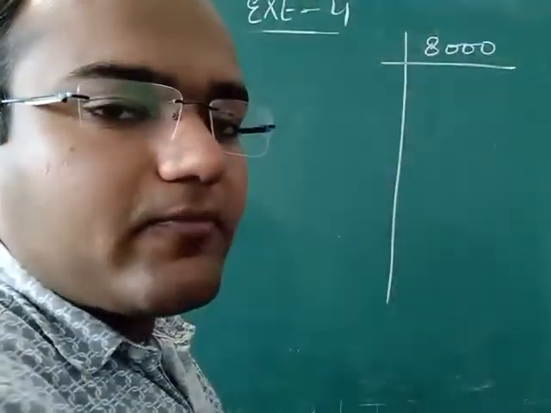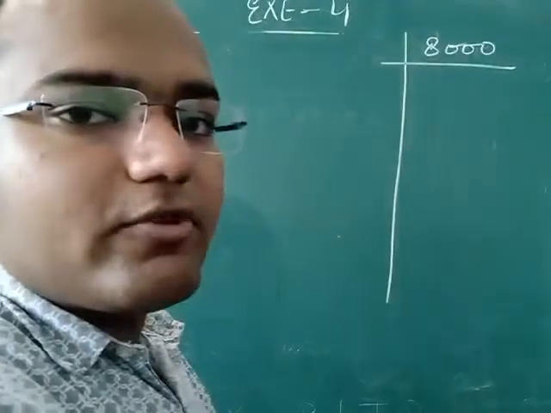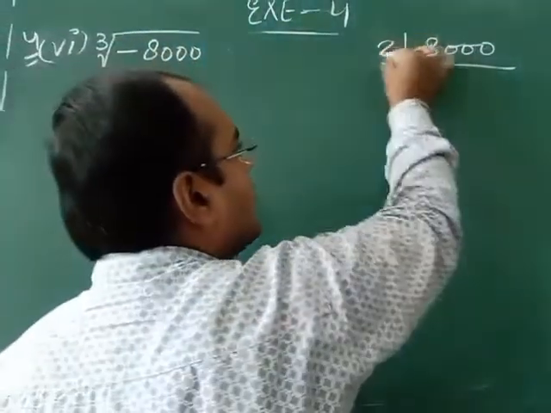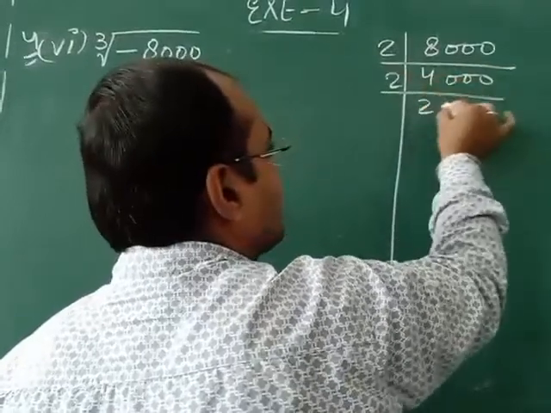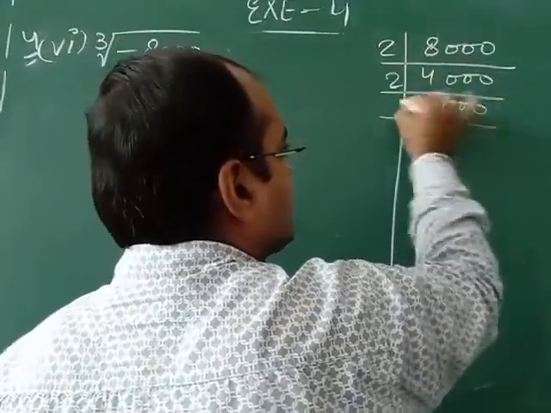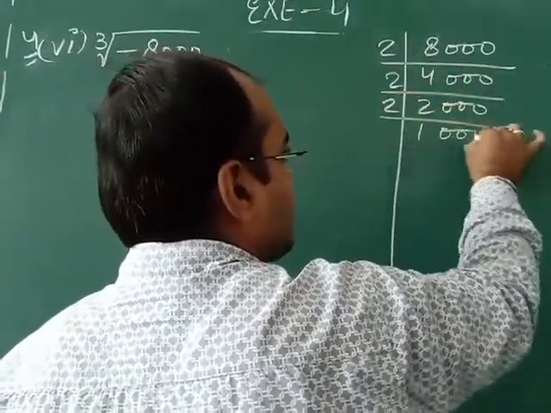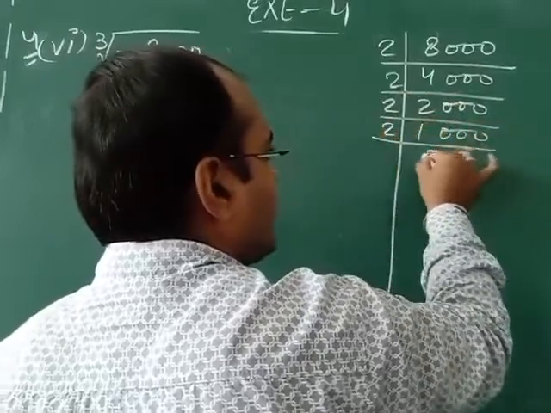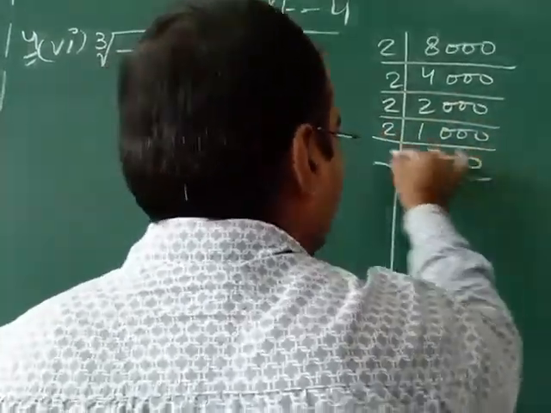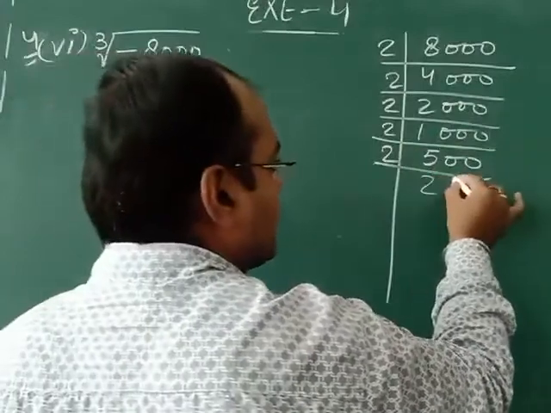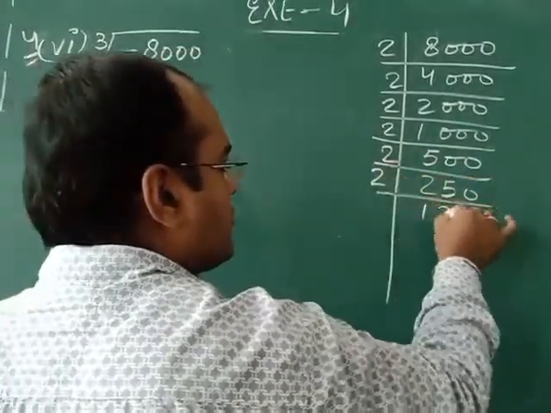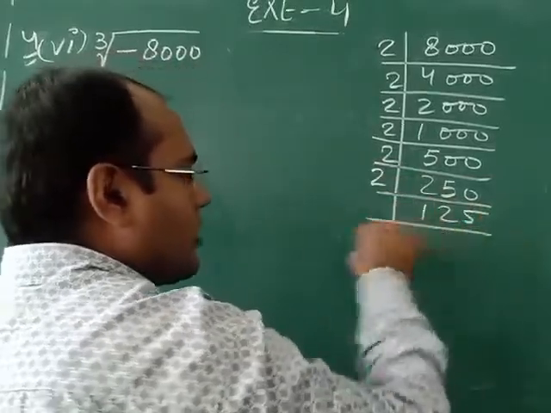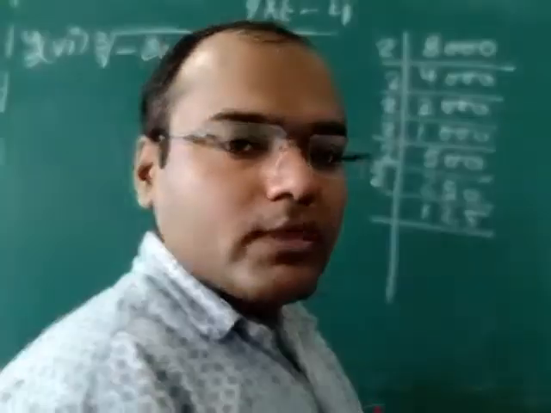In order to find the prime factor of 8000, first of all we have to do it with 2. 2 fours are 8, last 3 zeros. 2 twos are 4, last 2 zeros. 2 ones are 2, last 3. 2 fives are 10. Then 2 twos are 4, 2 fives are 10, 0. 2 ones are 2, 2 twos are 4, 2 fives are 10. Now it will not get divisible by 2.